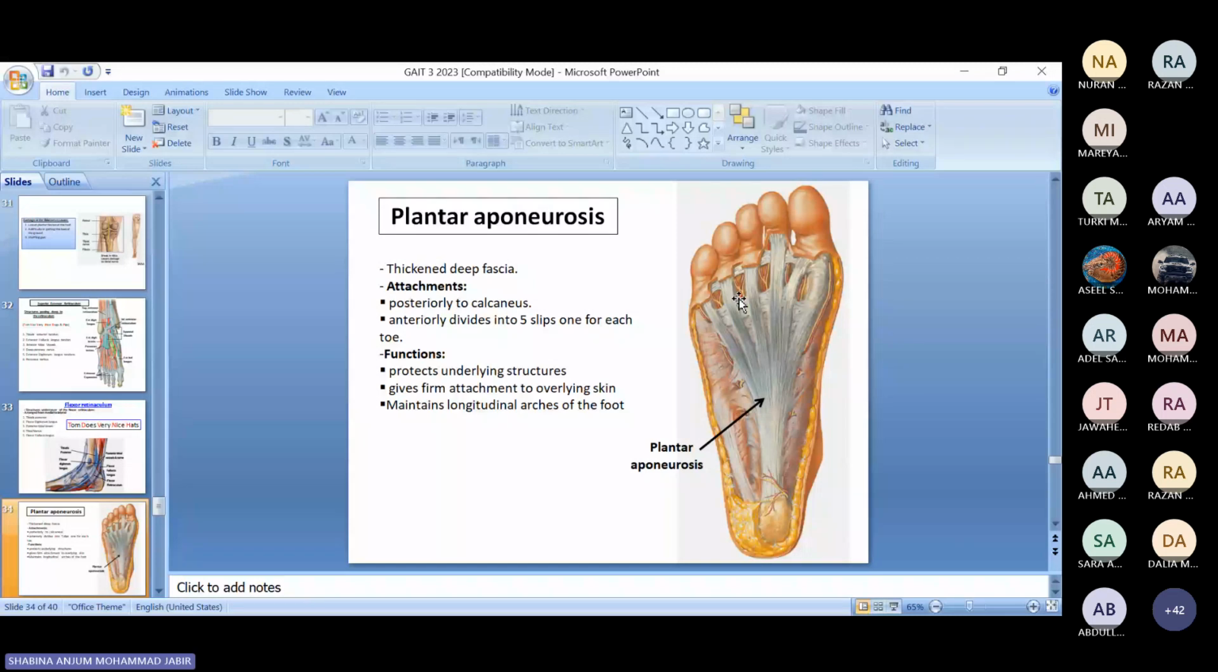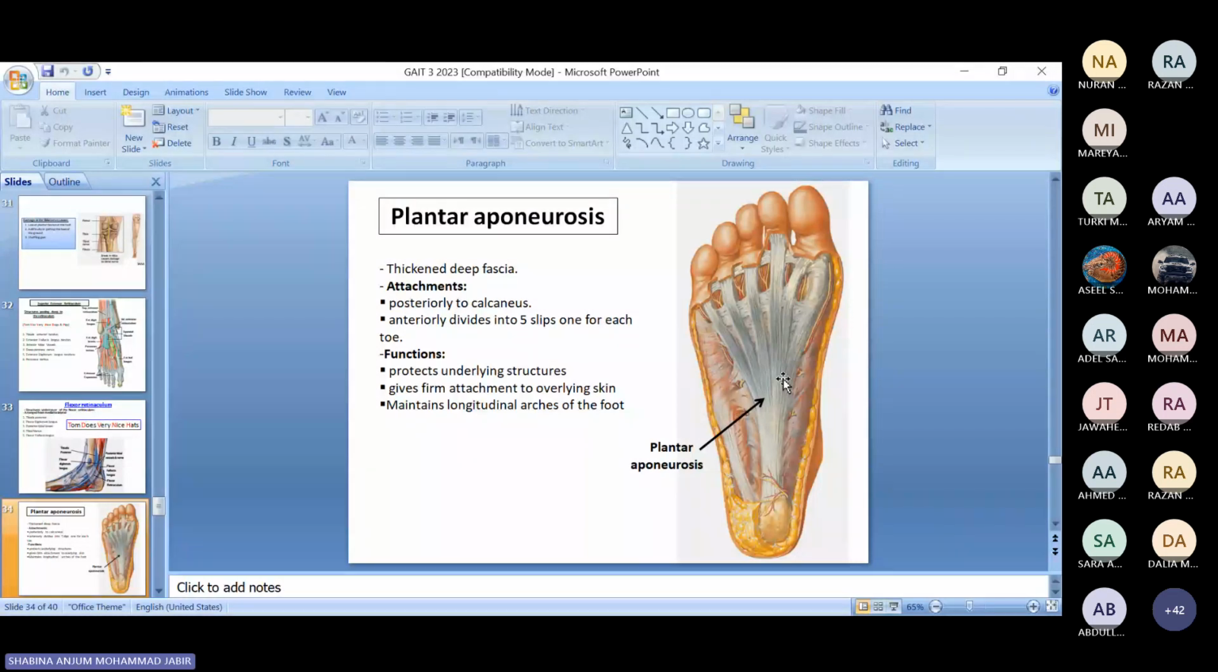What is the function? We know we have a neurovascular bundle with each muscle, so it will protect each underlying structure. Because it is very thick, it makes a sort of barrier which will not allow the nerves and vessels to get compressed. It will also maintain the longitudinal arch of the foot.